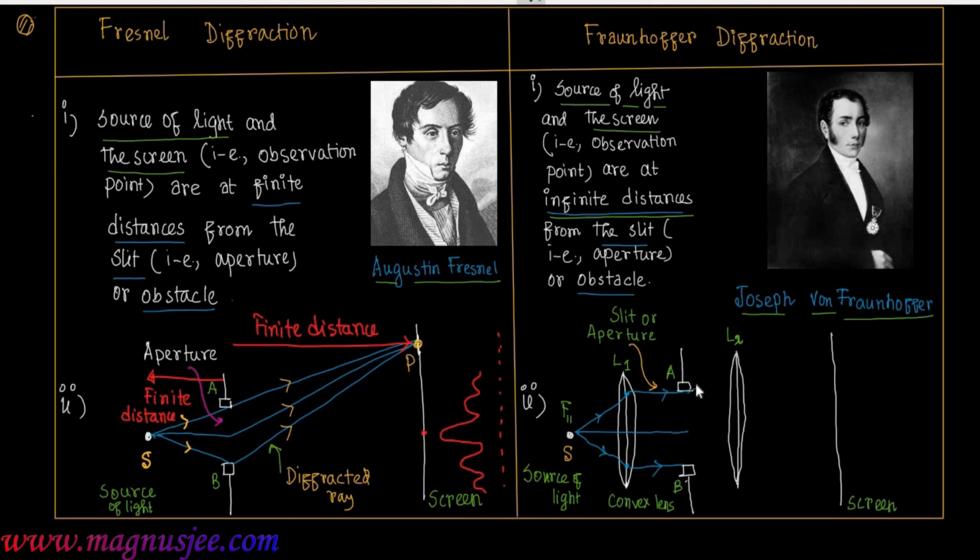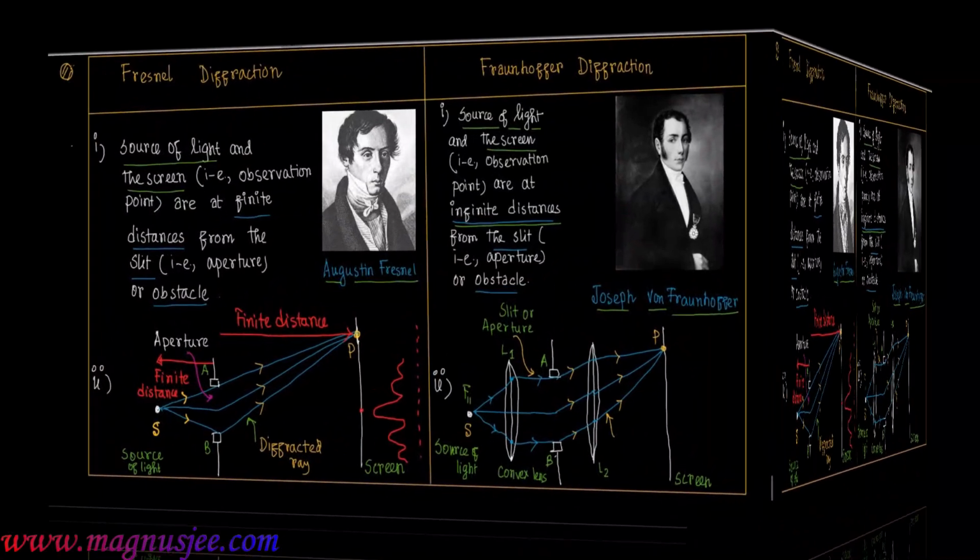L2 is the convex lens which is placed after the aperture AB. Rays are diffracted along this direction, and after refraction through the lens L2, the rays will converge at the point P on the screen. These converging rays coming from the lens L2 superimpose at the point P on the screen, and a diffraction pattern is obtained on the screen due to superposition of the secondary wavelets coming from the aperture AB.